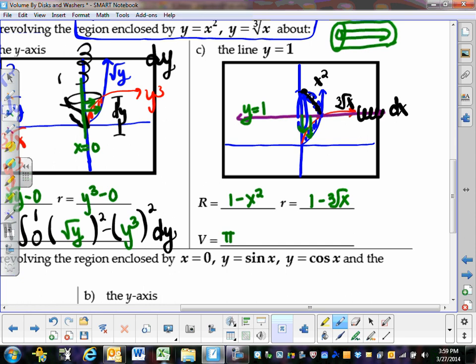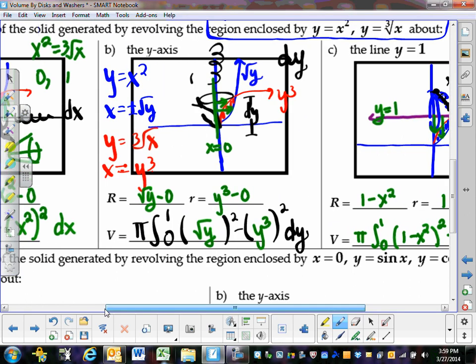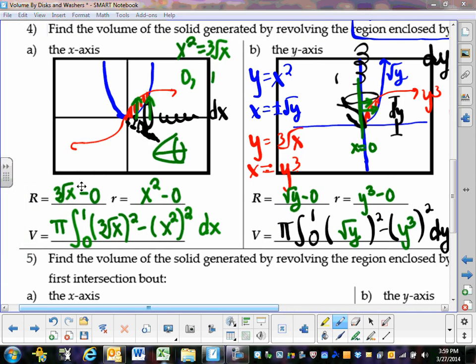So we have pi. The x values travel from 0 to 1 to give us our height. Okay, but now we have the inside and outside radius. It's going to be a little more complicated to put in. So we have the outside radius squared minus the inside radius squared dx. And the outside radius is 1 minus x squared. The inside radius is 1 minus the cube root of x.